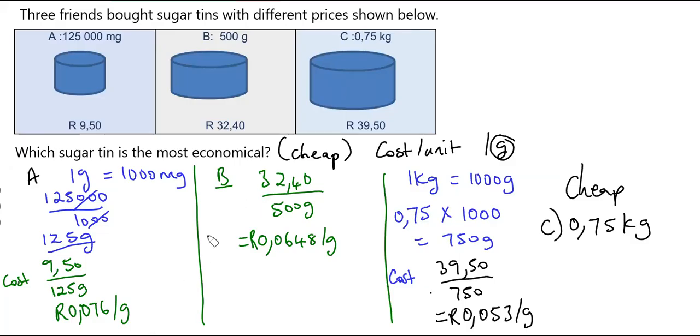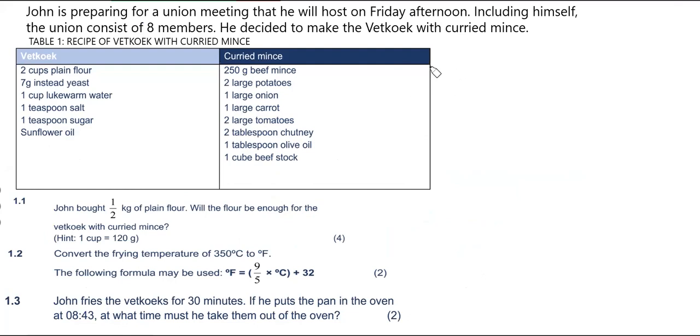Okay, let's look at the last slide here. John is preparing for a union meeting that he will host on Friday afternoon. Including himself, the union consists of 8 members. He decided to make the fat cook with curried meats. So here is fat cook, 2 cups plain flour. You need to just brush through and read this and understand what's going on.